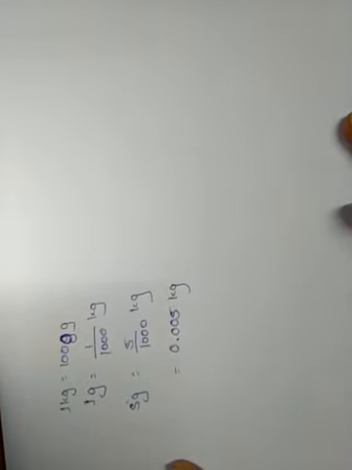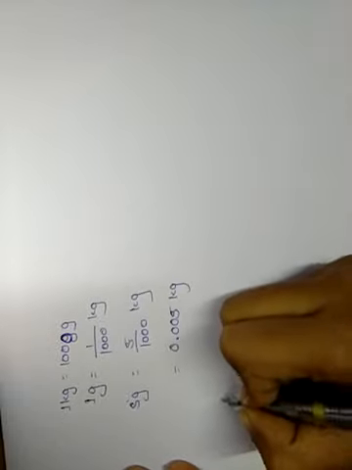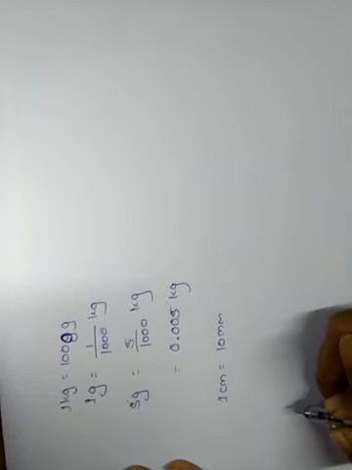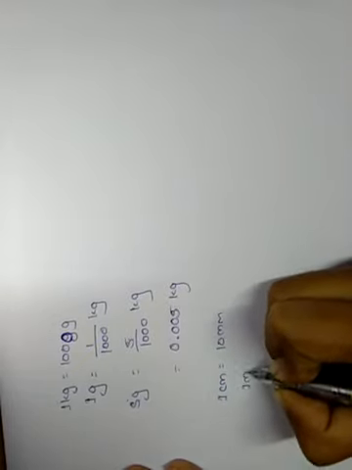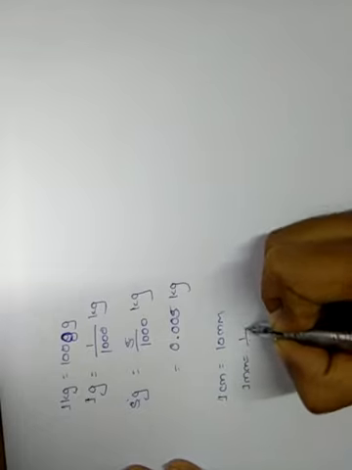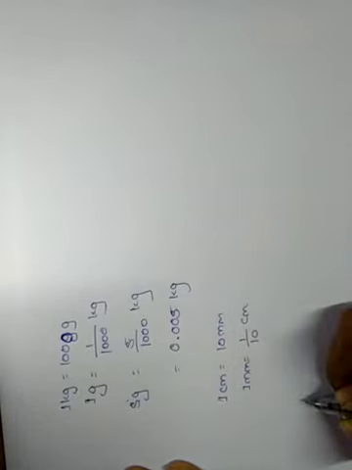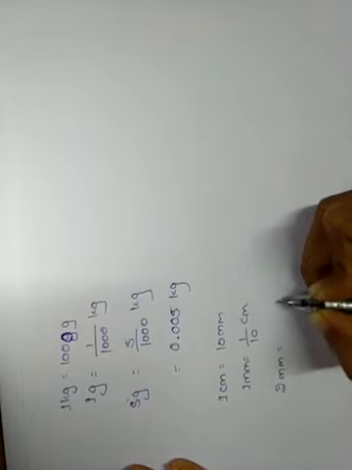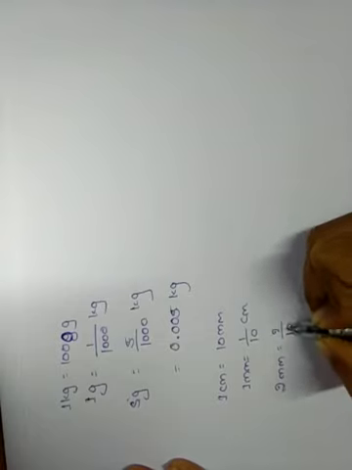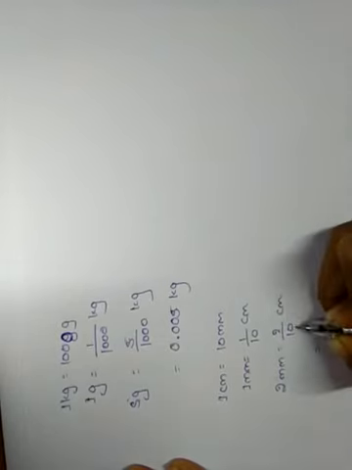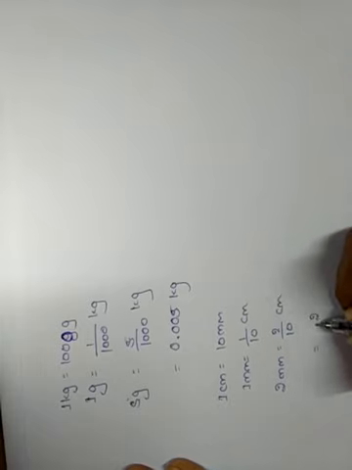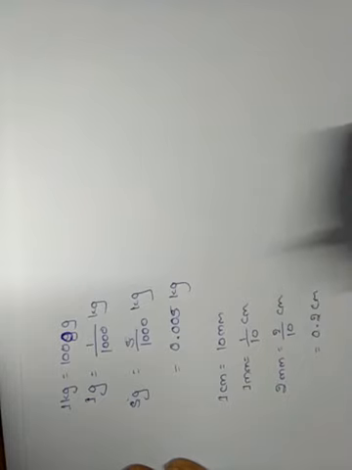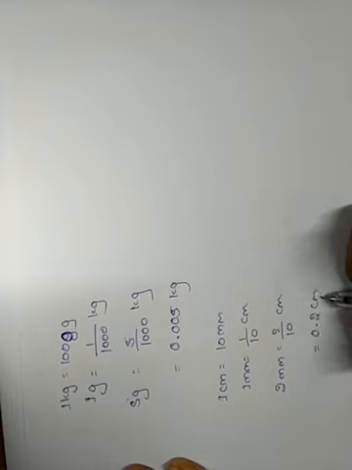Next, millimeter to centimeter. 1 centimeter is equal to 10 millimeter. Then 1 millimeter is equal to 1 divided by 10 centimeter. Here I want to convert 2 millimeter to centimeter, means 2 divided by 10. Then here is a single zero, so after 2 only I will give the decimal point. This is how to convert millimeter to centimeter, that is 0.2 centimeter.